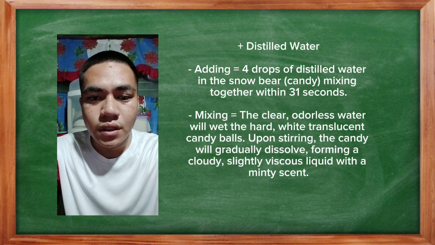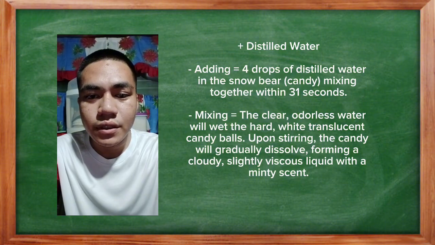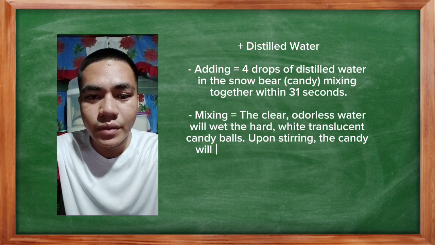Distilled water. Adding 4 drops of distilled water in the snow bear candy, mixing together within 31 seconds. Mixing the clear, odorless water with the hard, white translucent candy balls. Upon stirring, the candy will gradually dissolve, forming a cloudy, slightly viscous liquid with a minty scent.